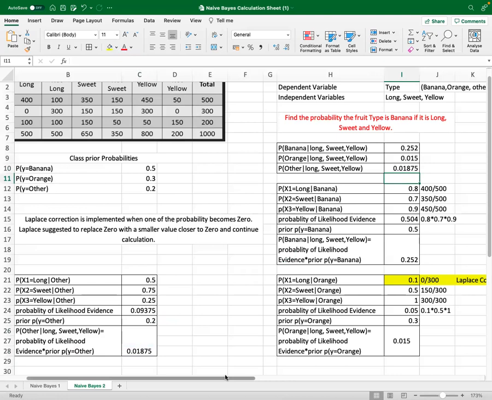Right? So what is the final probability? The largest probability is this. So the categorization is banana.